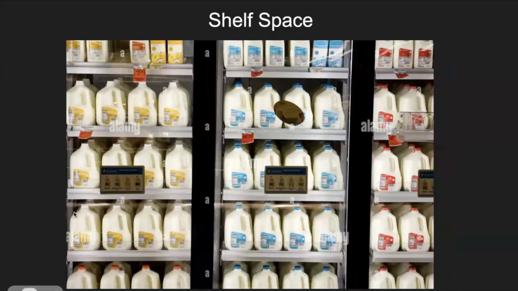And for shelf space, here's a good example. There are 5 shelves in each refrigerator, and 4 out of the 5 shelves are dedicated to gallons. So that would be like 90% or so dedicated to gallons. And then you could divide that up into, maybe the first one is whole, the middle one is 2%, and then the red one on the right is 1%.